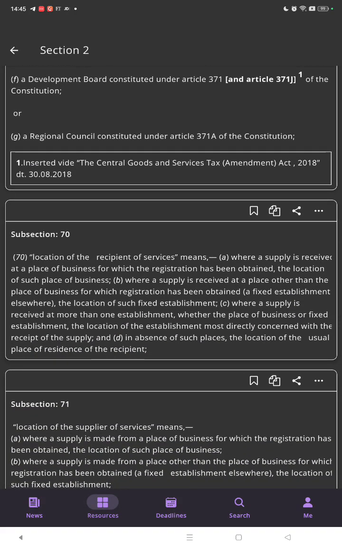Subsection 70: Location of the recipient of services means, where the supply is received at a place of business for which the registration has been obtained, the location of such place of business; where a supply is received at a place other than the place of business for which registration has been obtained, a fixed establishment elsewhere, the location of such fixed establishment; where a supply is received at more than one establishment, whether the place of business or the fixed establishment, the location of the establishment most directly concerned with the receipt of the supply; and in the absence of such place, the location of the usual place of residence of the recipient.